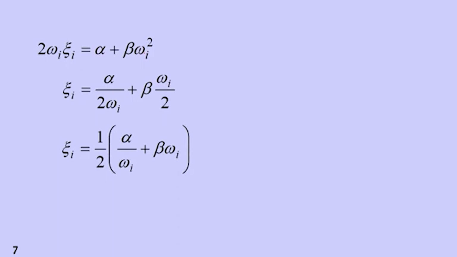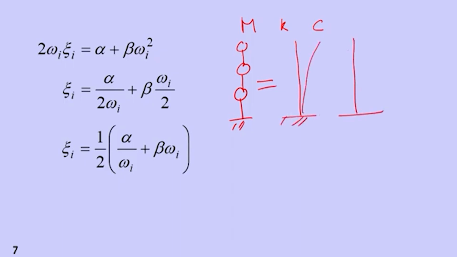So in modal analysis, when we have the mass matrix, the K matrix, and the C matrix, what we do for an n degree of freedom system, say a 3 degree of freedom system, is convert it into 3 single degree of freedom systems, something like this. So this i corresponds to this, so omega i, omega 1, omega 2, omega 3, like that.